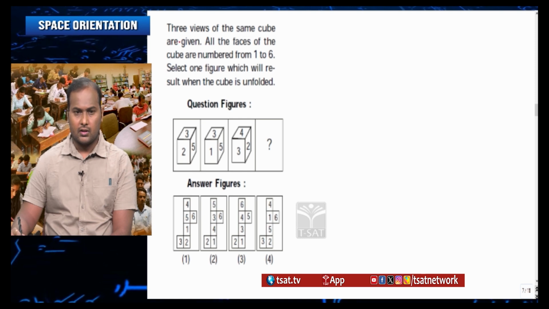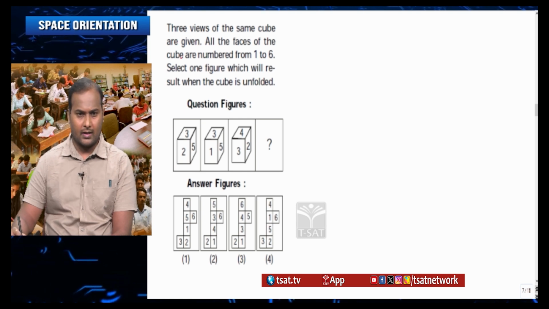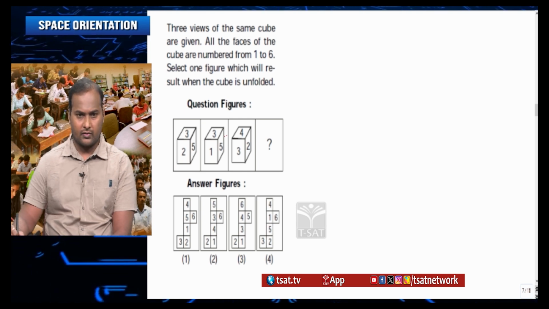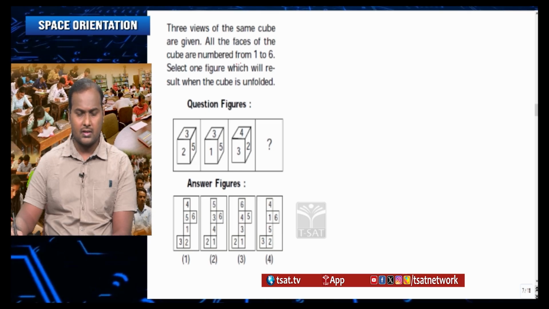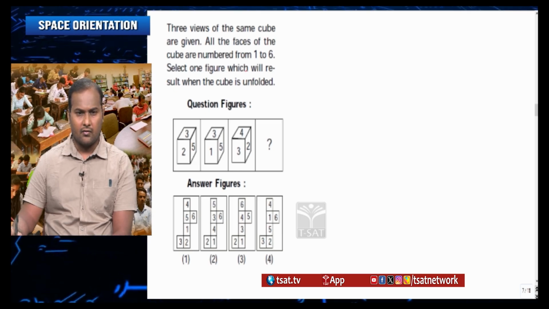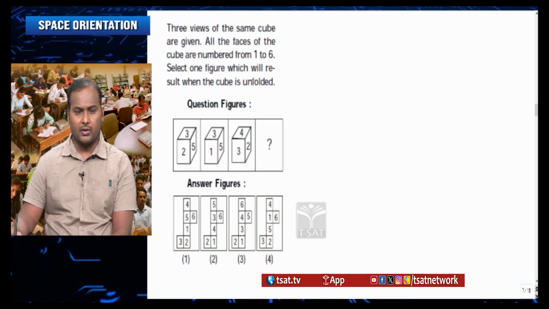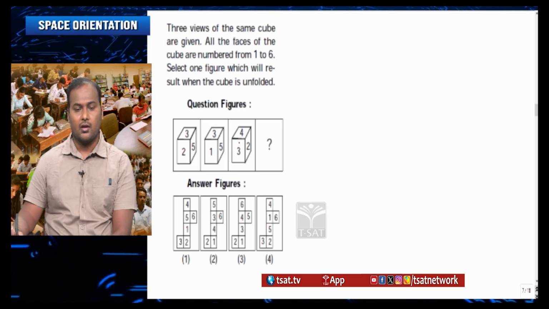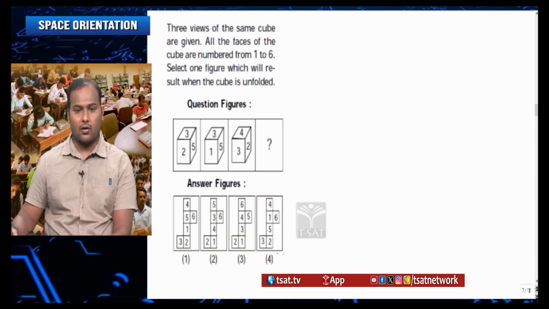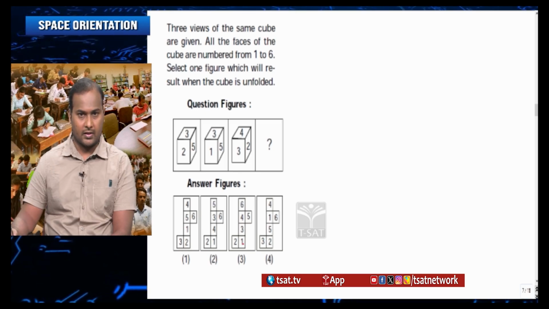In this question, 3 views of the same cube are given. So you can see 3 views of the same cube. All the faces of the cube are numbered from 1 to 6. Select the figure which will result when the cube is unfolded. Now what he is doing is, he has given the folded form. If I open it, which of the following options is correct, he is asking.